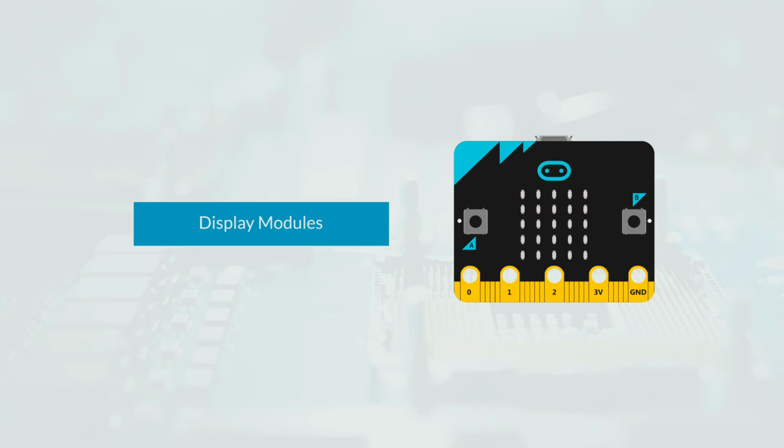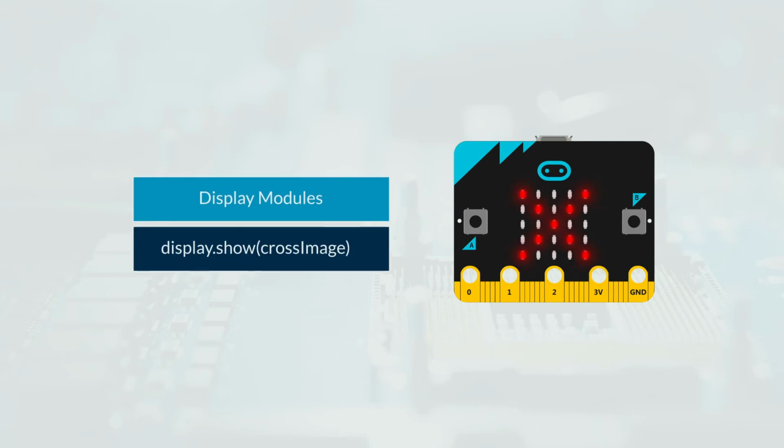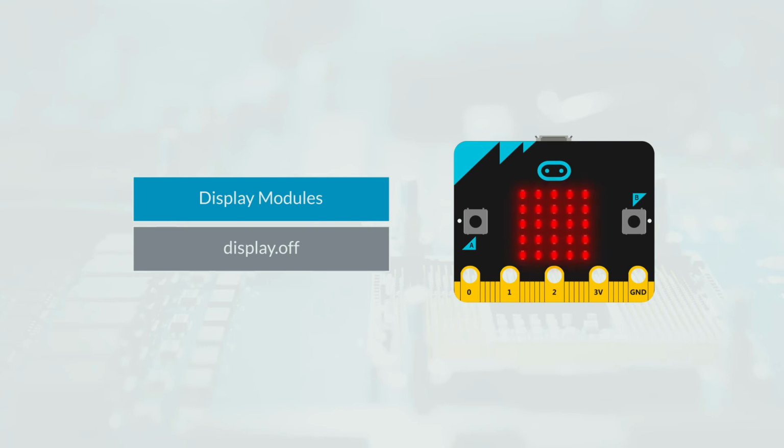You have also used the display module lots of times. For example, display.show or display.scroll. There are lots more functions that you can use in display that you can explore, such as display.on and display.off. So you can turn all the LEDs on or off. Search and find out what other functions there are in this module.